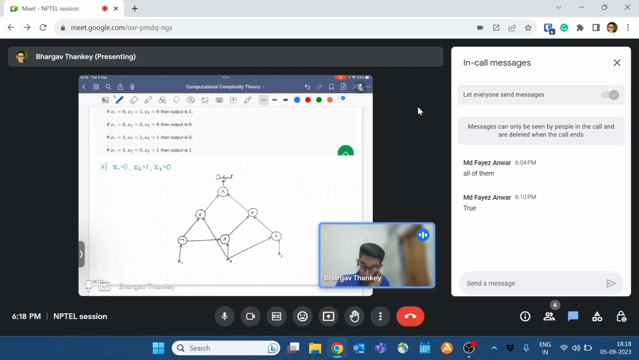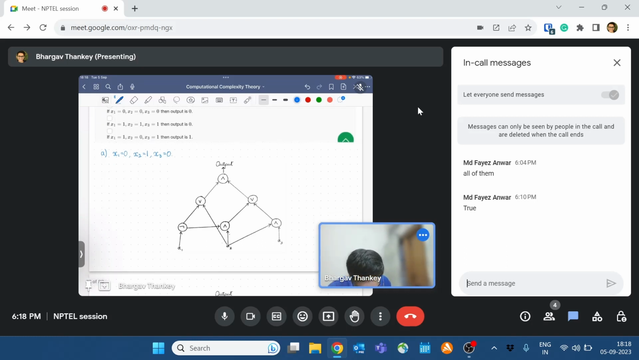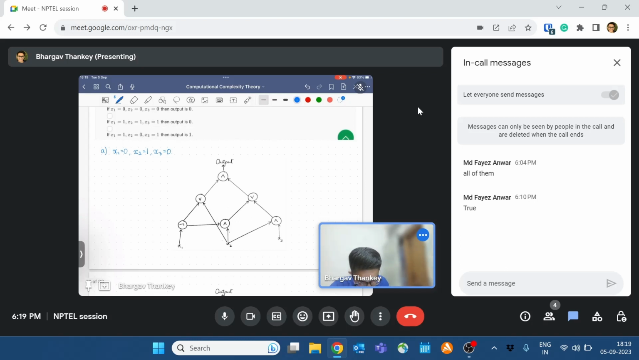So when x1 is 0, the input to this NOT gate is 0. First of all, let me do it like this. At the top in this circuit, we have an AND gate, right? So both of these should be 1. Only then the circuit would output 1. Even if one of these is 0, the circuit would output 0. So the output of both of these should be 1. Now, both of these are OR gates, so even if one of these is 1, we are fine. So what happens when x1 is 0? When x1 is 0, this wire is 0.